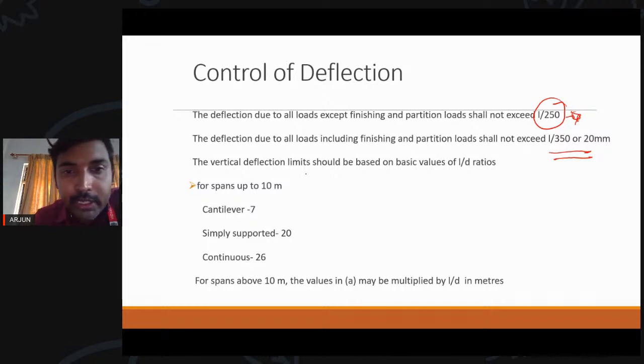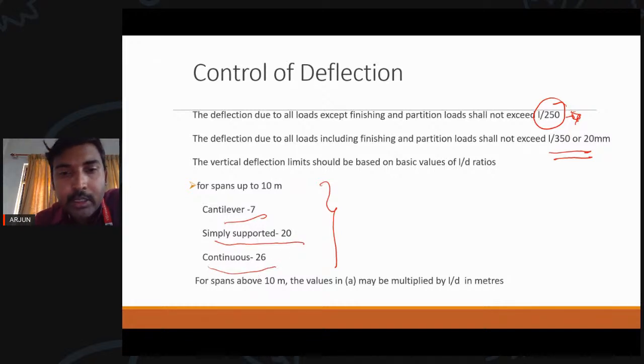The vertical deflection limit should be based on the basic value of L by D. For spans up to 10 meter, these are the values: for cantilever it is 7, simply supported it is 20, continuous it is 26. For spans above 10 meter, the values given above may be multiplied by L by D in meters.